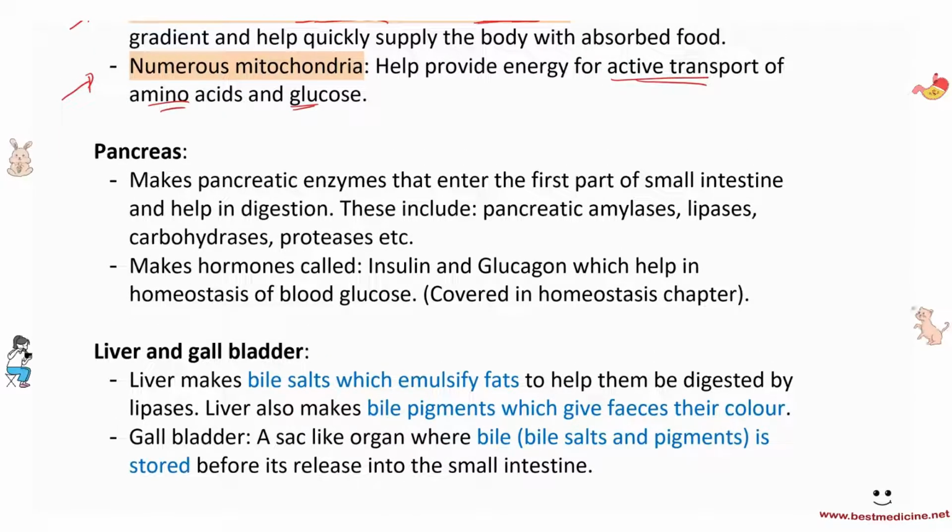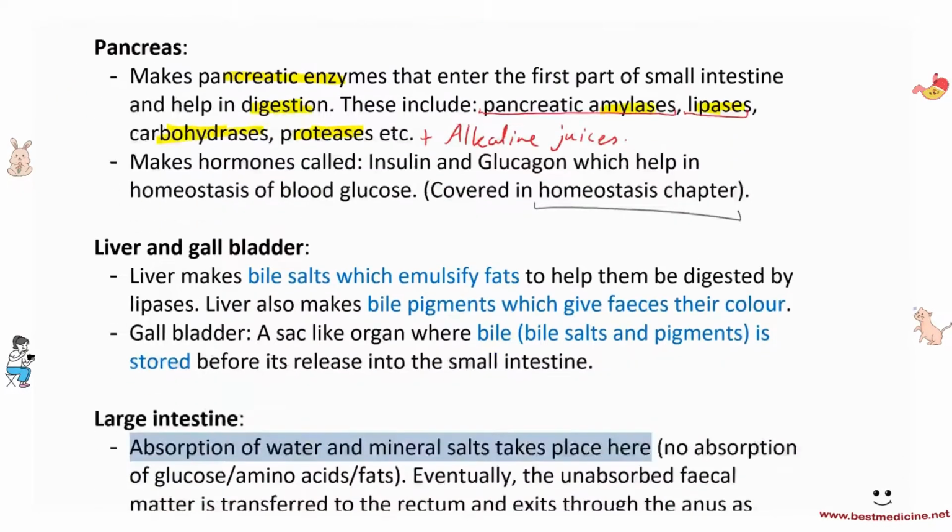Pancreas, we learned today. The pancreas makes pancreatic enzymes that enter the first part of the small intestine and help in digestion. These include pancreatic amylase, lipases, carbohydrases, proteases, etc. Remember that these work well in an alkaline environment. So the pancreas also secretes alkaline juices to neutralize the acidic chyme coming in from the stomach. If you don't neutralize the chyme, then these enzymes would not have the optimum pH to work. The pancreas also makes hormones like insulin and glucagon, but that is covered in the homeostasis and hormonal coordination chapter.